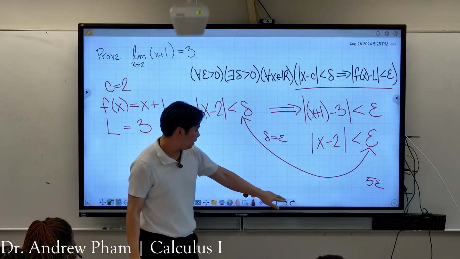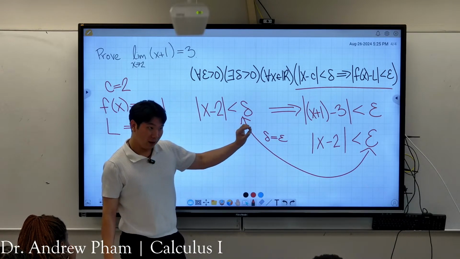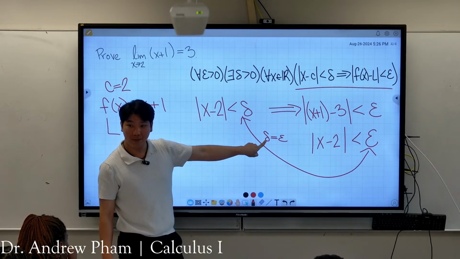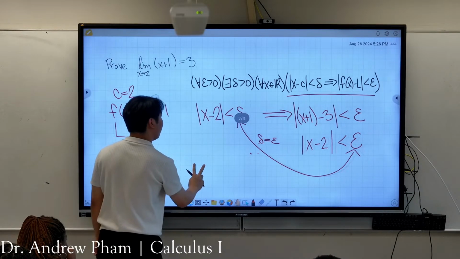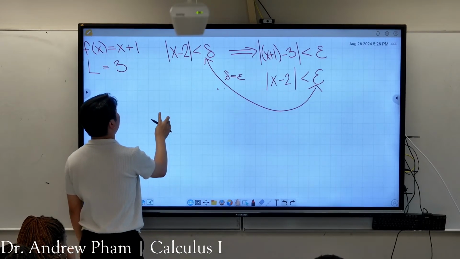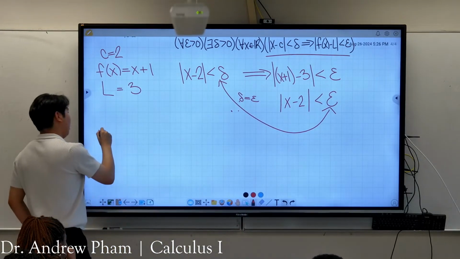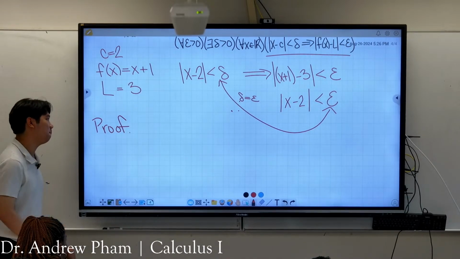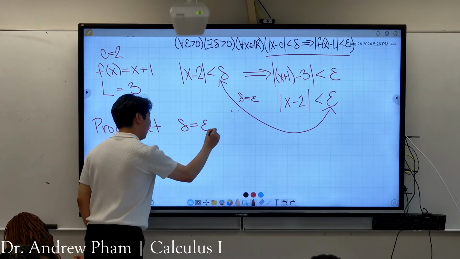Let me hold off on that question for now. But let's see what happens whenever I do this. Let delta be epsilon. In other words, let me set these two Greek letters to be the same thing. So now on this side, I can write up here. Let's write this proof. Let's let delta be the same as epsilon.